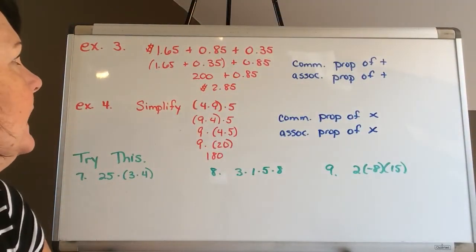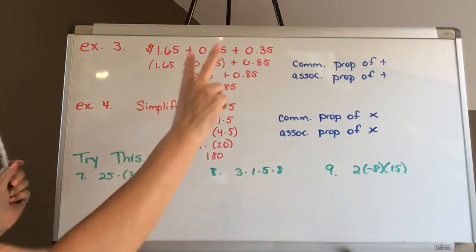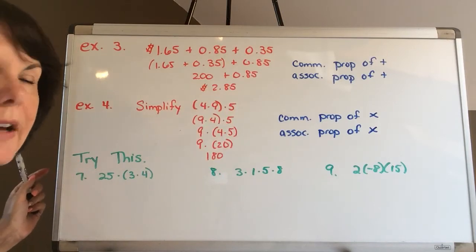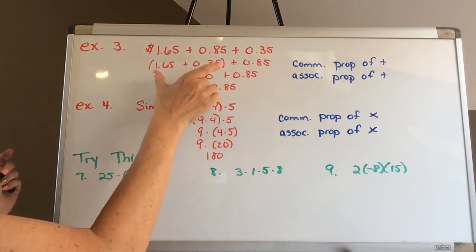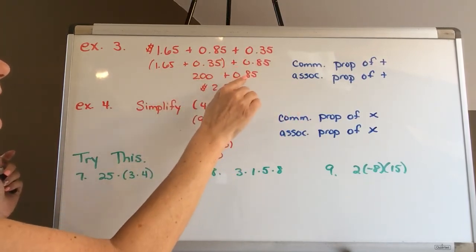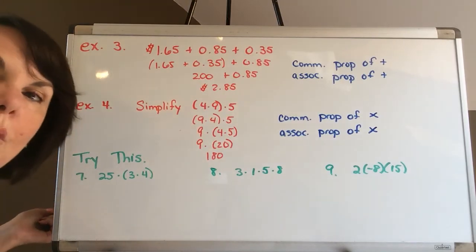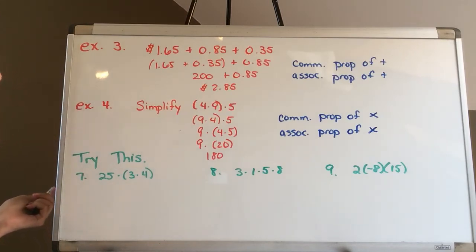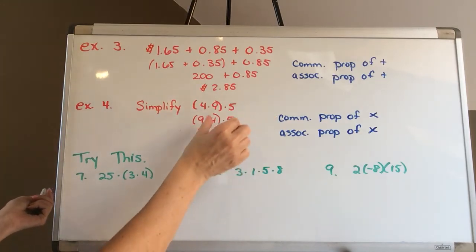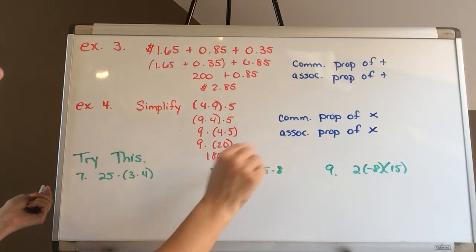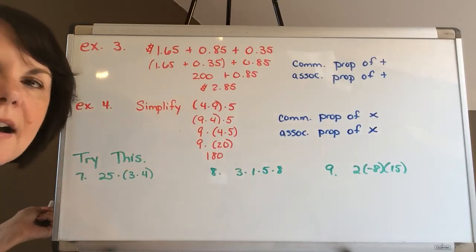Look at example 3, money. $1.65 plus 85 cents plus 35 cents. Well, what I can do here is I can change these. That's the commutative property of addition. $1.65 and 35 cents gives me $2, and what did I do? I used the associative property. And then finally $2 plus 85 cents is $2.85. Look at example 4, using multiplication. 4 times 9 times 5. Well, change the 4 times 9 to 9 times 4. That's the commutative property of multiplication. Then regroup, instead of 9 times 4, do 4 times 5. That's the associative property of multiplication. 4 times 5 is 20, times 9 is 180.